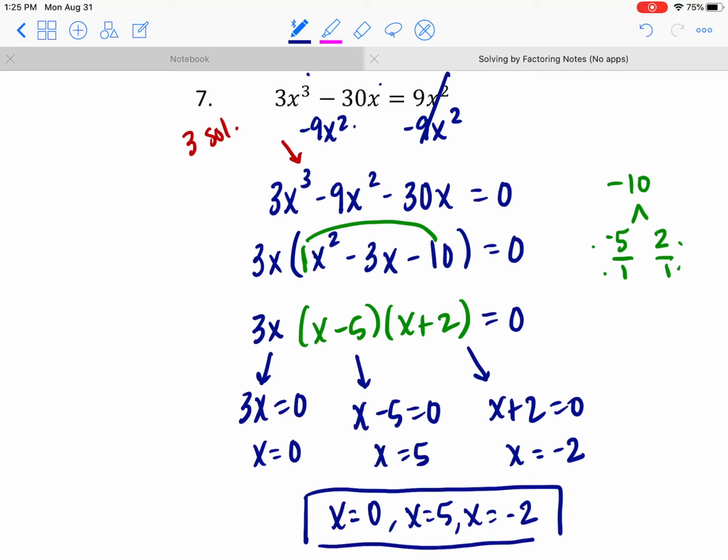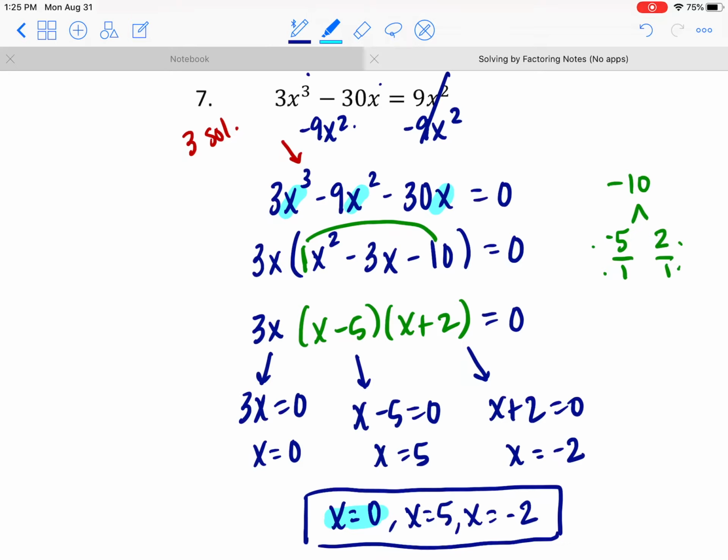Okay, and again, you could check those. And just to point something out that's useful to know, if all of the terms in your equation contain an x, it should make sense that 0 is a solution. This one has an x, this one has an x, this one has an x, which means 0 has to be a solution.